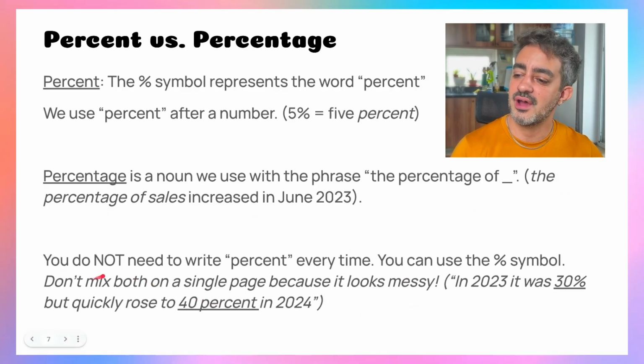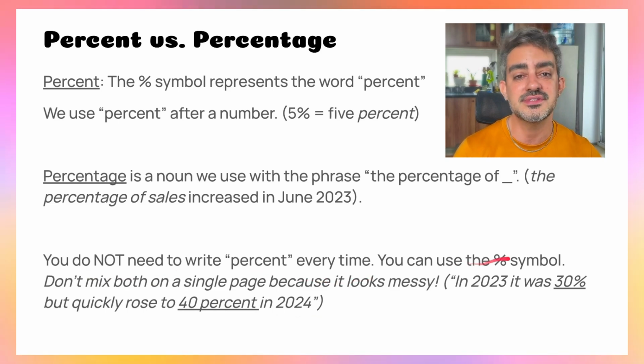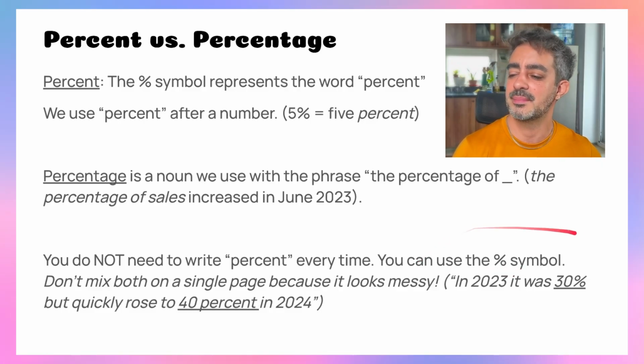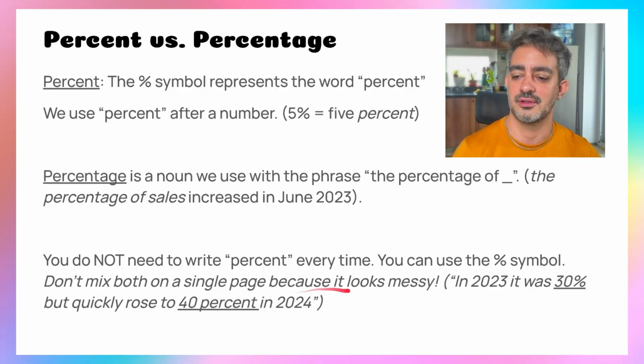Please note that you do not need to write percent every time, and you can use the percent symbol, but please, please, please don't mix both on a single page. It looks messy, okay? Don't write something like this. In 2023, it was 30%, but quickly rose to 40 percent. Don't write it with a symbol and then write it in words. Either choose to write it all in symbols or all in words. I personally think use the symbol.